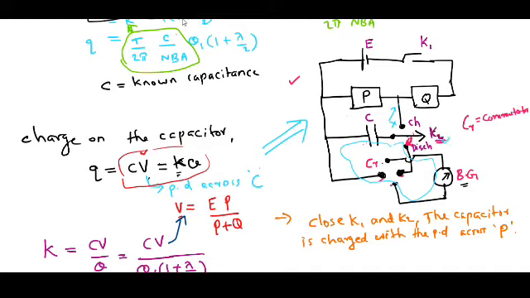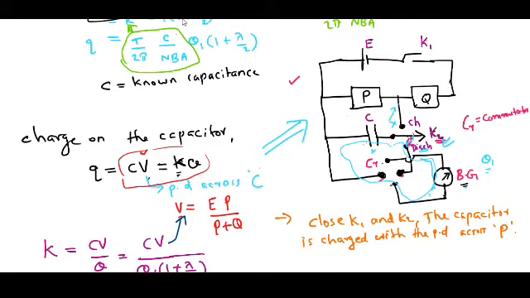When the key K2 is connected to the discharge knob, the charge on the capacitor is discharged through this ballistic galvanometer. When a charge flows through this ballistic galvanometer, a throw theta 1 is noted. That is, the ballistic galvanometer registers a deflection theta 1 according to the charge flowing through it.